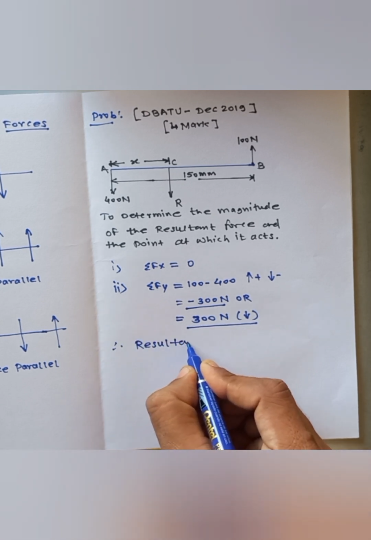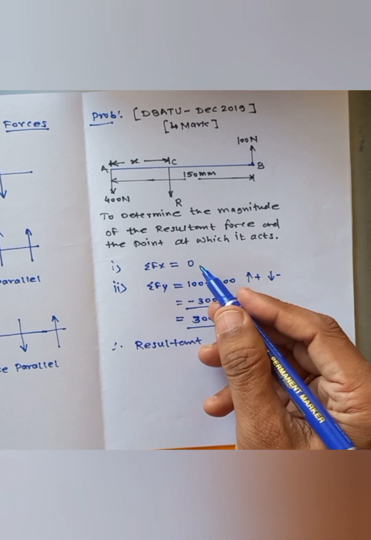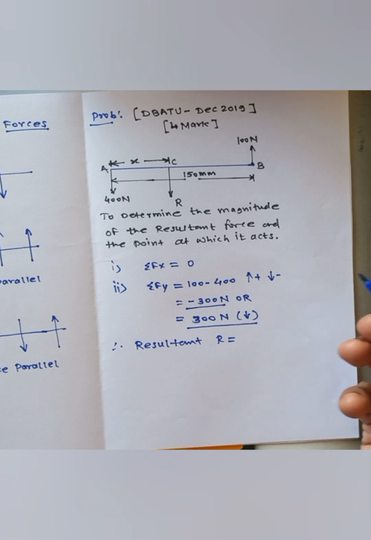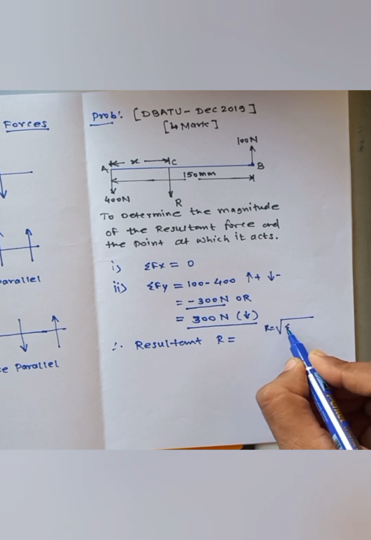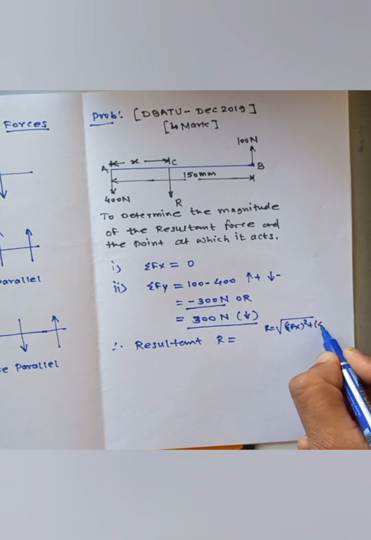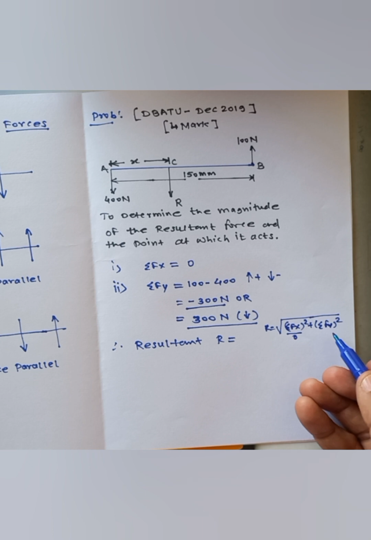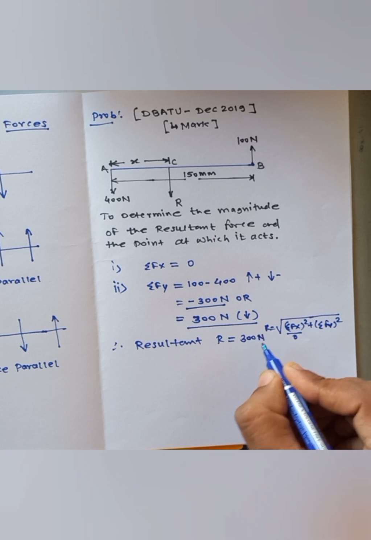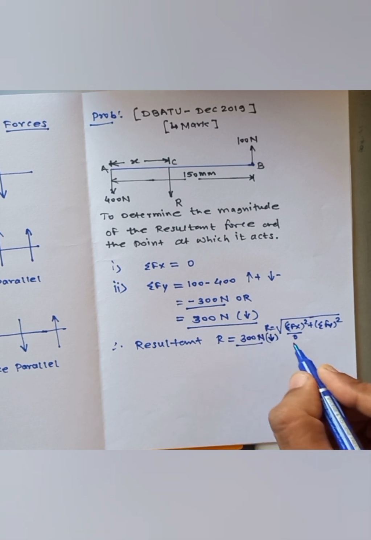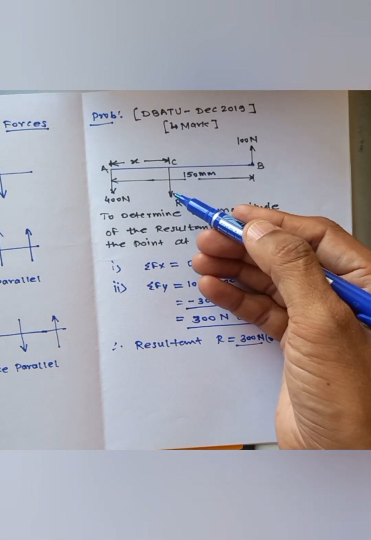It means resultant R is equal to, as there is no Fx component, no need to have an under root and all that. Otherwise you know the formula to find R is square root of summation of Fx square plus summation of Fy square, but as this component is 0 itself, the square and square root will cancel. So directly I can write R equals 300 Newton with downward sign, which is already given in the problem. So you need not worry about the direction also. They have shown the direction in the problem.